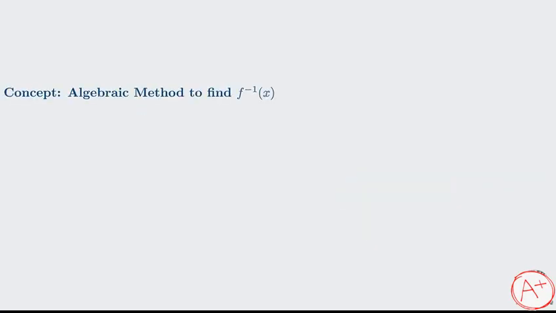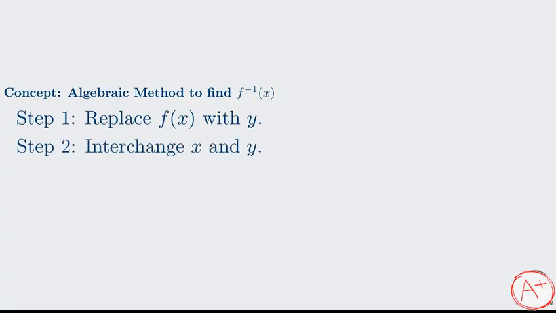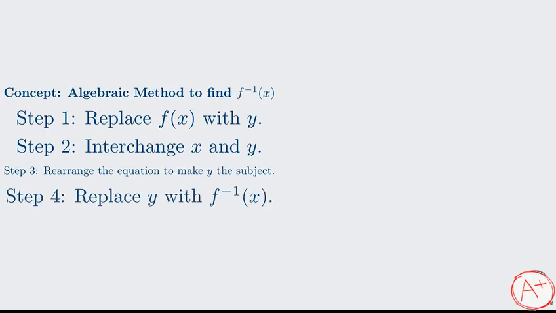To find the algebraic expression for an inverse function, we follow a standard 4-step process. This method is highly reliable for exam questions. Step 1. Replace f of x with y. Step 2. Interchange x and y. Step 3. Rearrange the equation to make y the subject. Step 4. Replace y with f inverse of x. The most challenging part is usually step 3, where you must use your algebraic skills to isolate y.